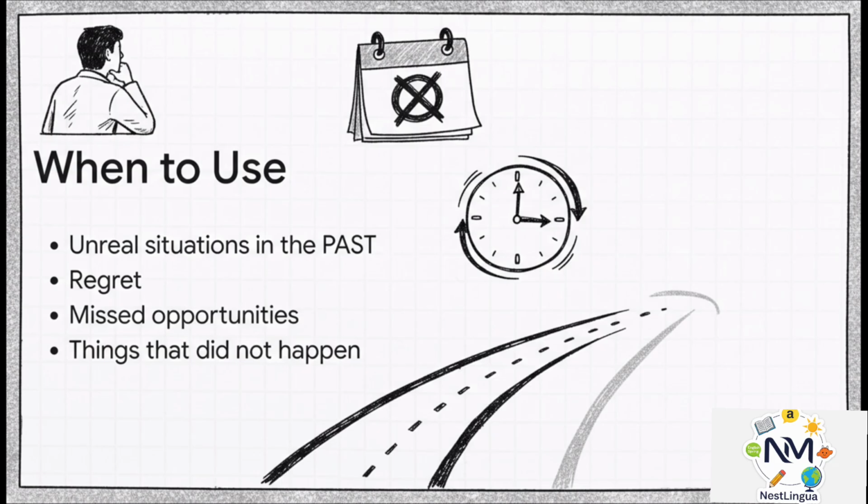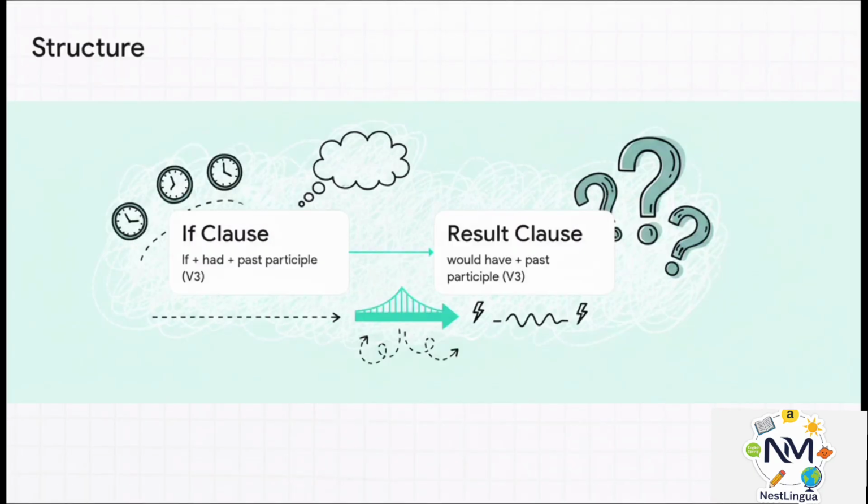We use it to talk about regrets, things we wish we did differently, missed opportunities, basically to imagine a different result for something that's already over and done with. The structure here looks like the most complicated, but I promise it makes sense. The if part uses the past perfect tense. That's just had plus the past participle, the third form of the verb. Then the result part uses would have plus that same past participle.